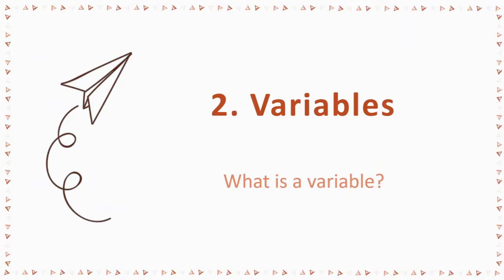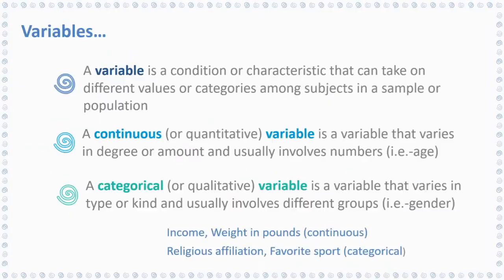So I keep mentioning variables. Let's break down some variables. What is a variable? A variable is a condition or a characteristic that can take on different values or categories among subjects in a sample population. So what does that mean? That was a big long sentence.